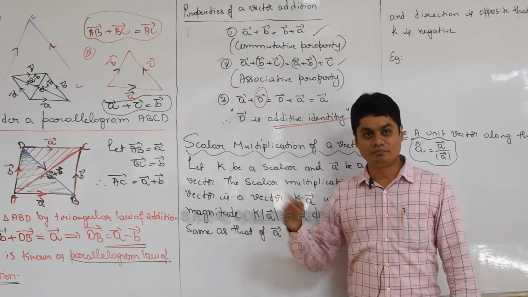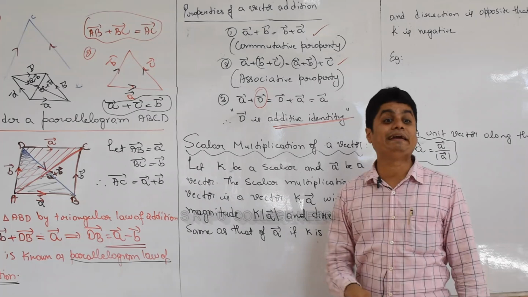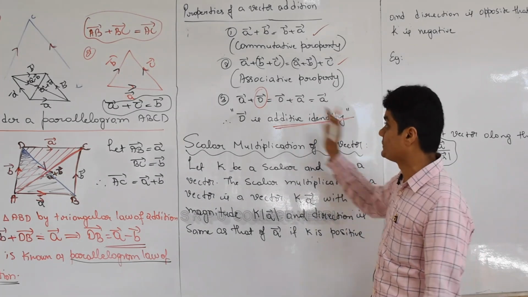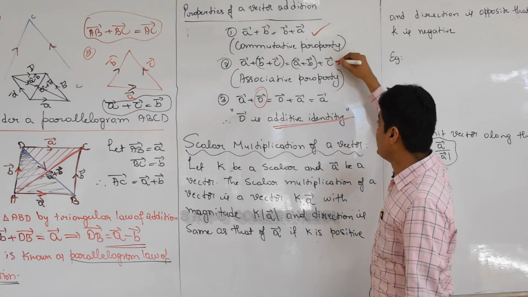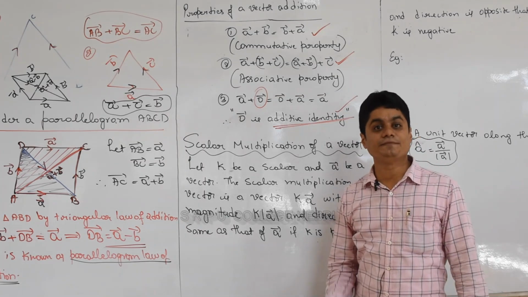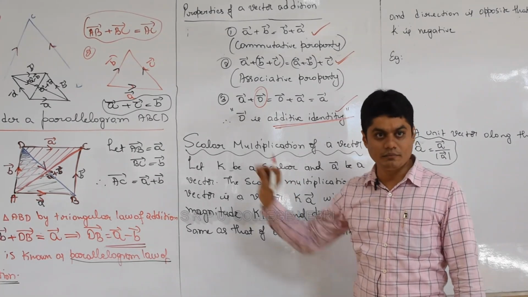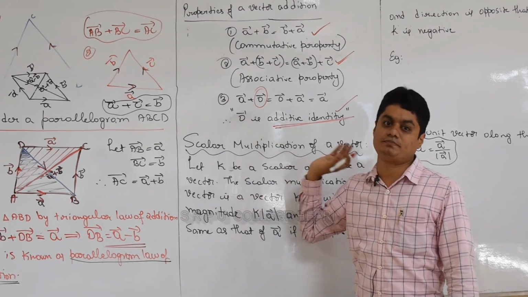You learned all these properties in binary operations. Only the operator is addition of vectors. So remember that: it is commutative, it is associative, and it satisfies the identity property. Clear? Addition of two vectors and its properties.